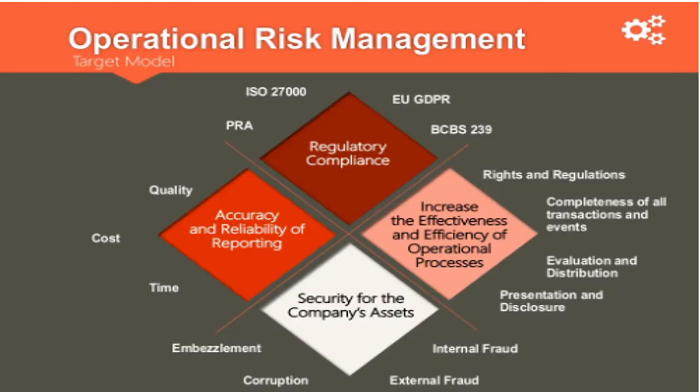So this is another diagram of operational risk management, where we can define ISO 27000, regulatory compliances, accuracy and reliability of the reporting, security of the company's assets, and increase the effectiveness and the efficiency of the operational data. So these are the four major things. If we are using operational risk management, we can control these four things and we can see these four improvements in our system.